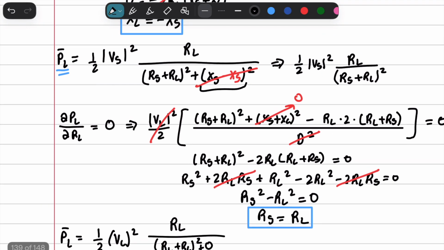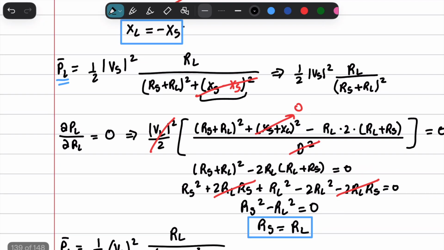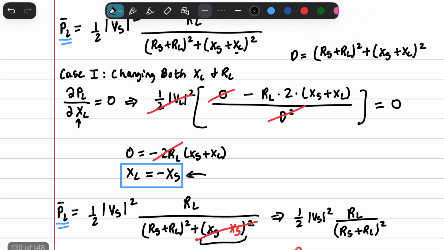But the idea behind this is this right here. If you can derive these, then you probably have a good solid understanding of case 1.